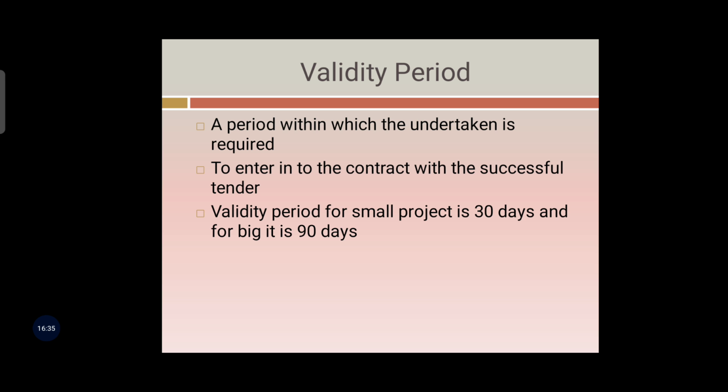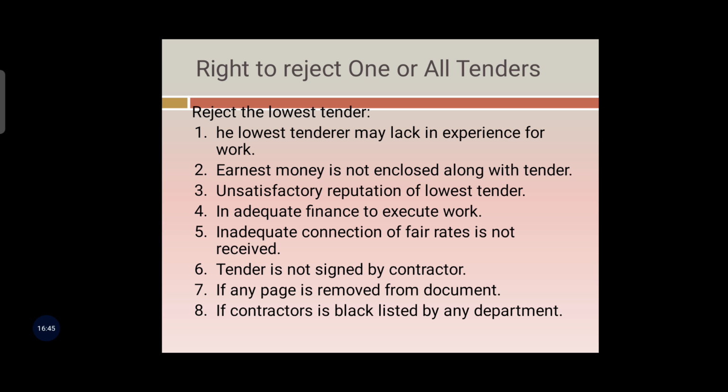Okay, so there are more definitions that come in these tenders. Now the next one is right to reject the tender. So what is the right to reject the tender? Rejecting the lowest tender. How do we reject the lowest tender? We learned that authorities have the right to reject the tender. When the tender is not submitted in the particular form, then he can reject. If the required earnest money is not enclosed, then he can reject.